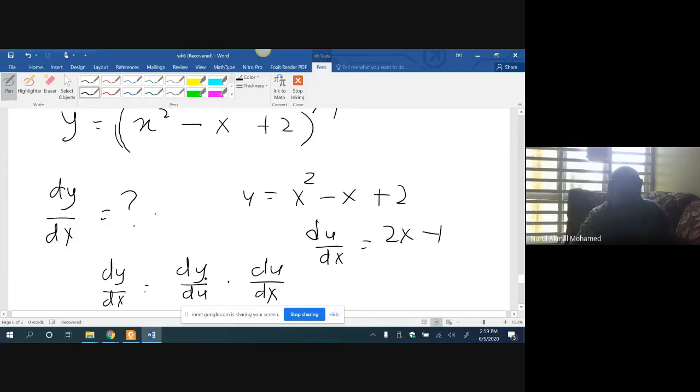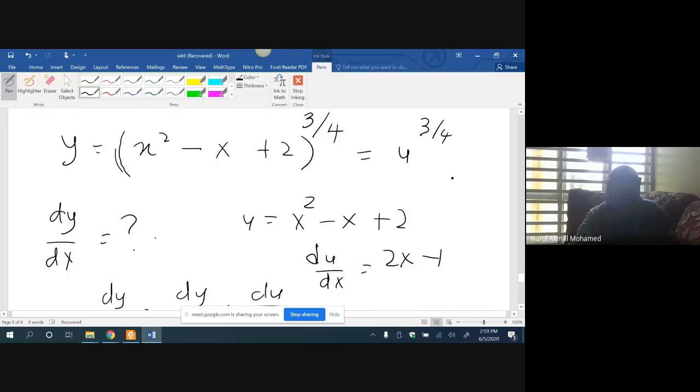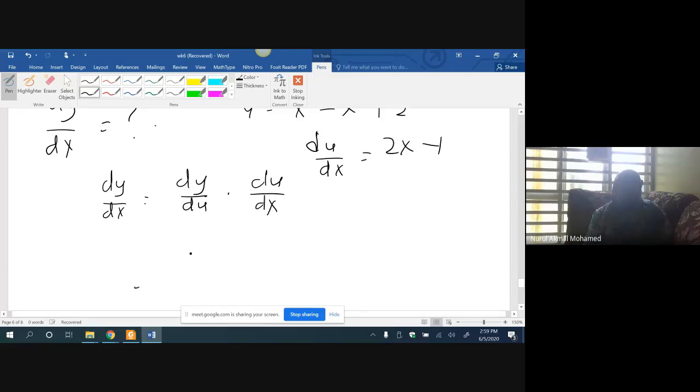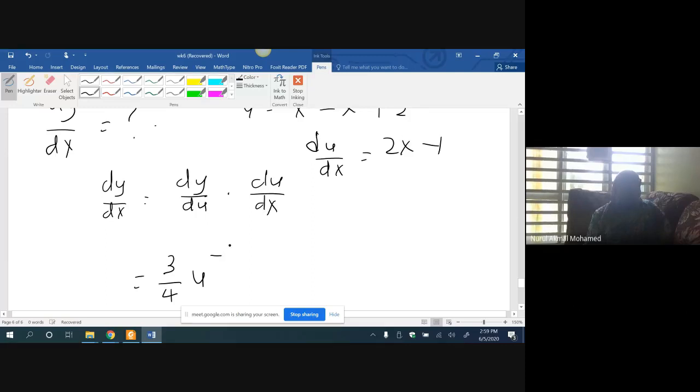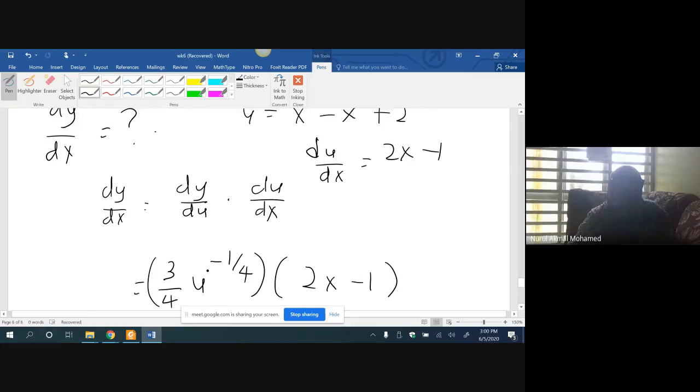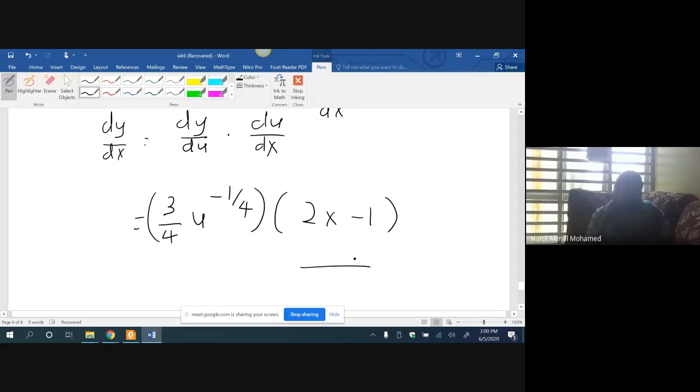For dy du, since you represent y as u to the power of 3 over 4, this can also be solved using the power rule. So this is equal to 3 over 4 u to the power of negative 1 over 4, and you multiply this with 2x minus 1. Then you substitute u as x squared minus x plus 2 for the final answer. So this is our almost final answer.